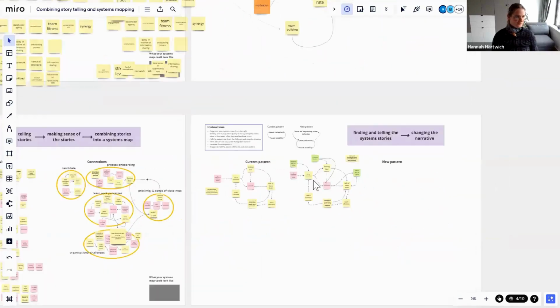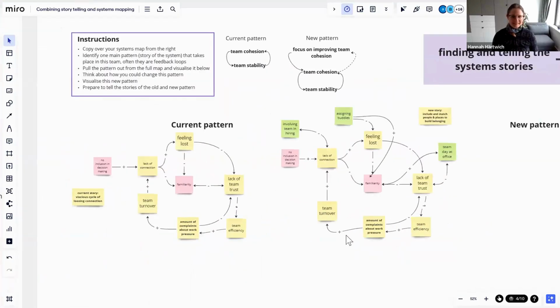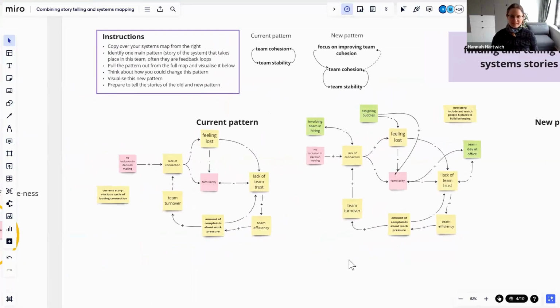Then we have group number 4. Who would like to share?